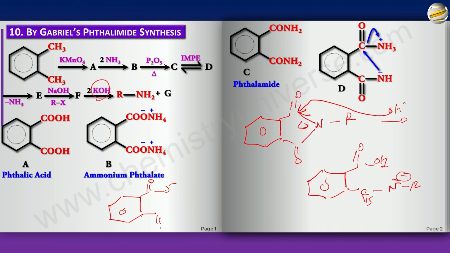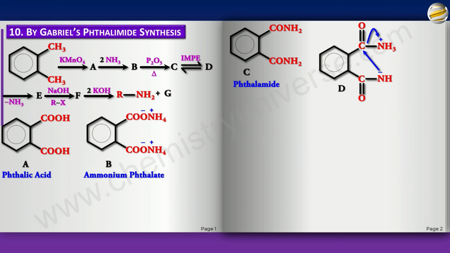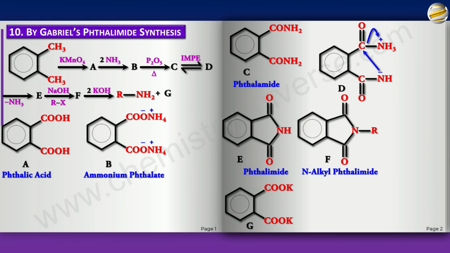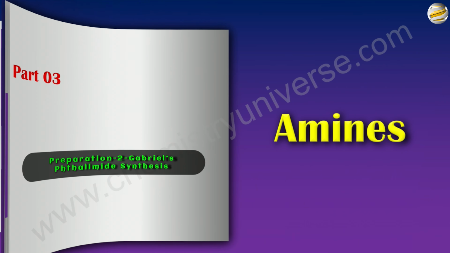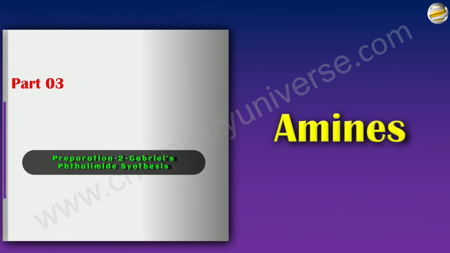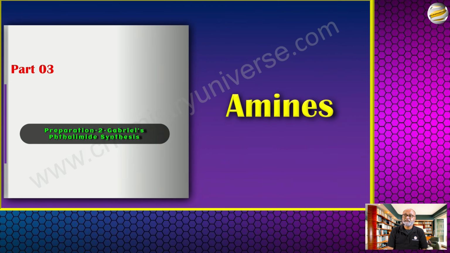and you'll get NHR. Repeat the process. The OH minus attacks now this carbon and this releases, and then the proton transfer. So won't you get RNH2? You will, right? You get RNH2 and G. And G is your phthalate ion. So this is what we get. So that sort of completes this part, Gabriel's phthalimide synthesis.